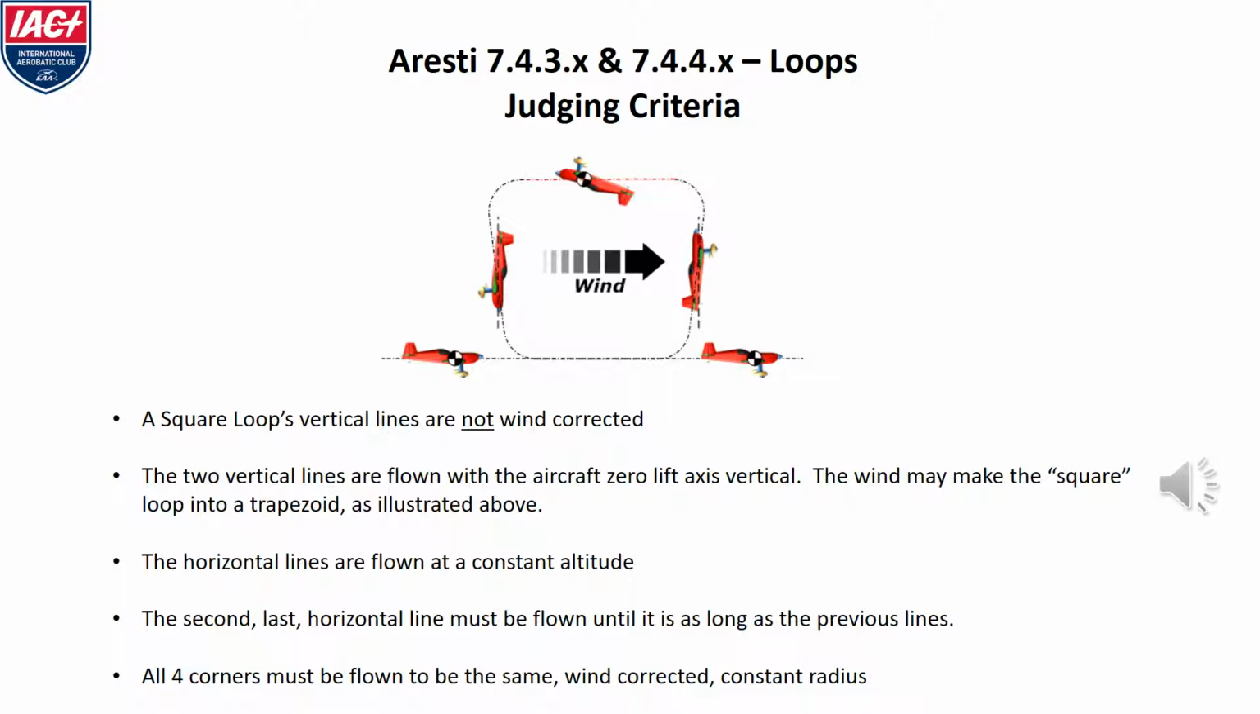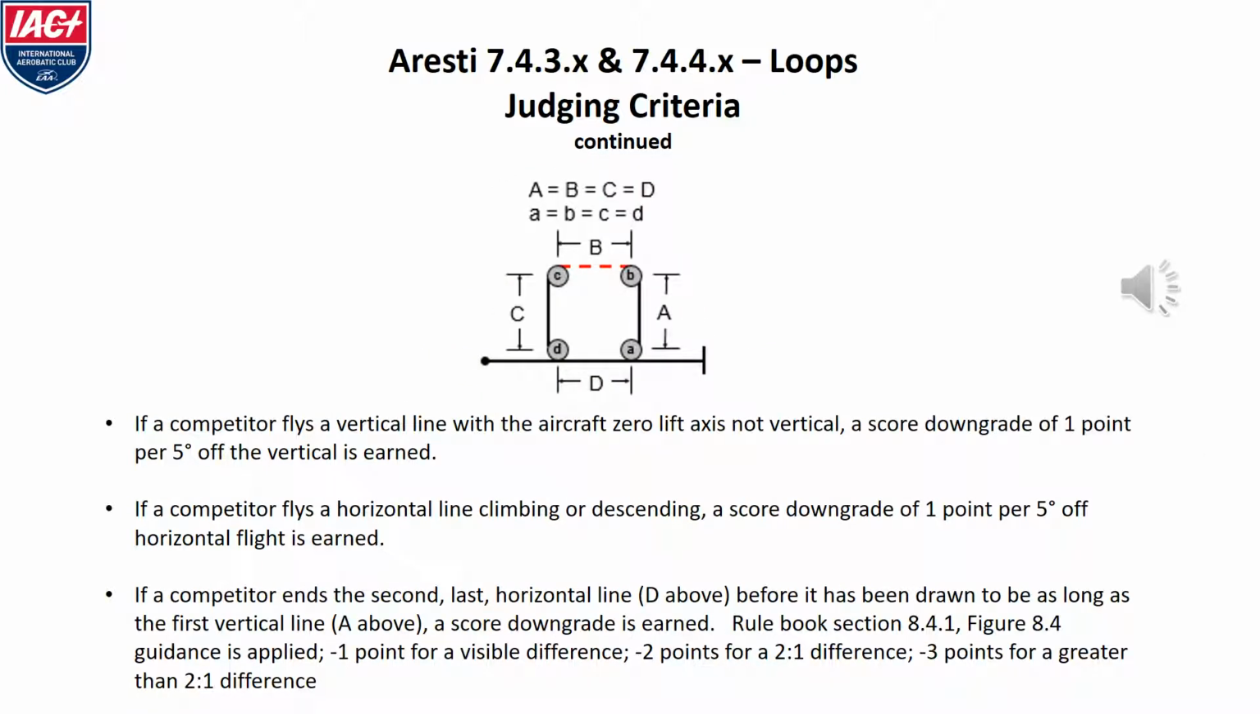The second last horizontal line must be flown until it is as long as the previous 3 lines. And all 4 corners must be flown to be the same wind-corrected constant radius. The judge needs to look at the length of the lines and the radiuses of all the corners. This diagram illustrates that each of the lines of the square loop must be the same length, and each of the corners of the square loop must be flown to the same radius.